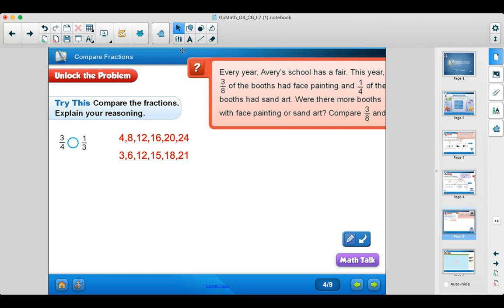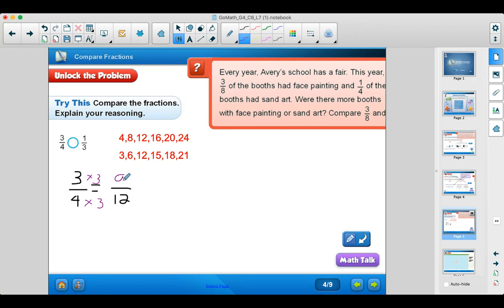So we have 3/4 equals something over 12. Okay. How do we get from 4 to 12? We multiply it. We can multiply this by 3. So we can multiply this, the numerator, by 3. And we have 9/12. So an equivalent fraction for 3/4 is 9/12.